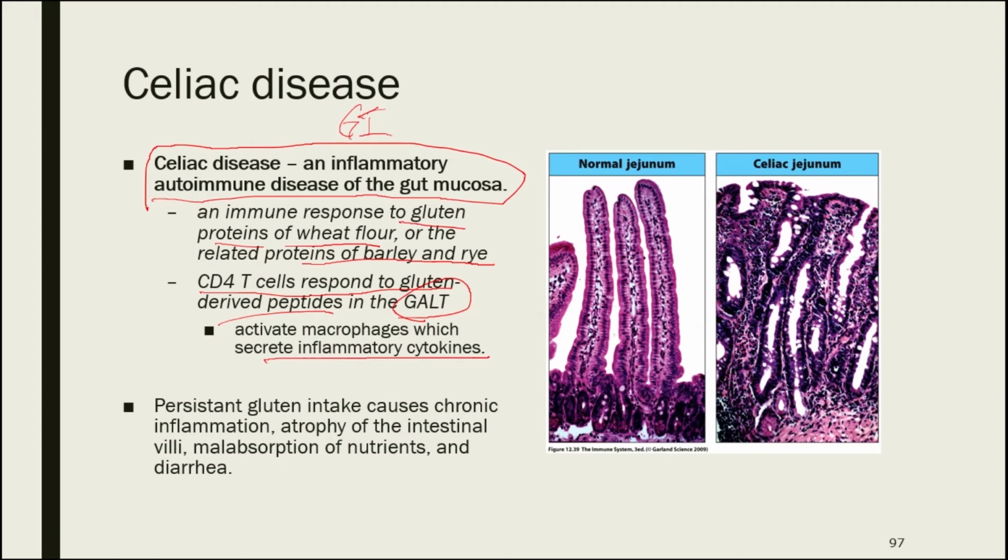Same old story. If you persistently challenge the gut with these things, it will cause chronic inflammation, leading to the deformity of the celiac jejunum in this picture. It makes it difficult to absorb nutrients when needed, and you also have something that is not normal-looking in your gut. One of the major symptoms is diarrhea.